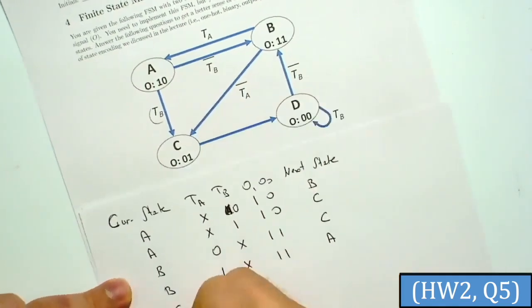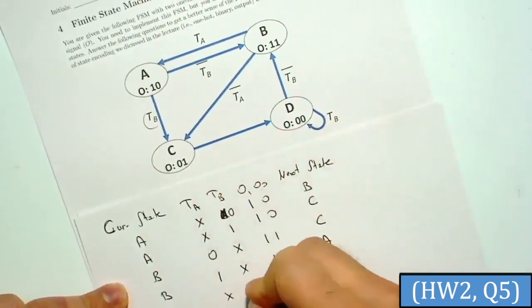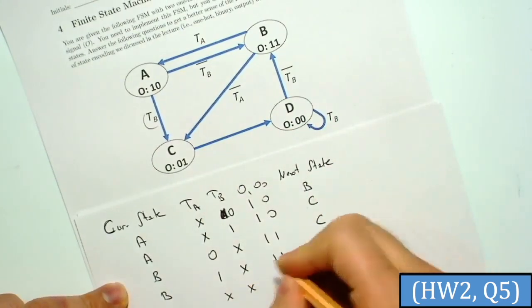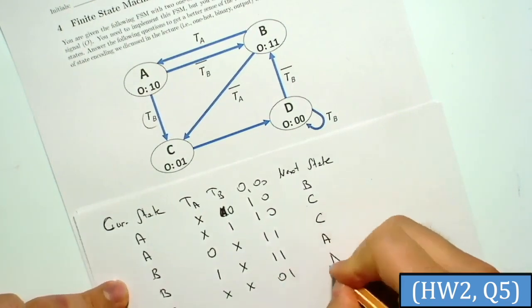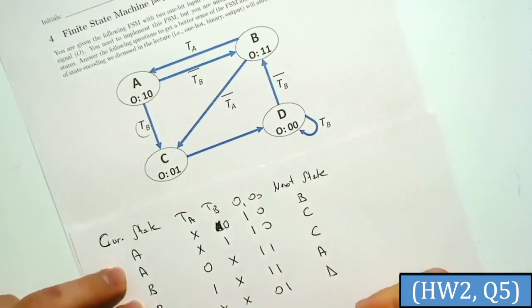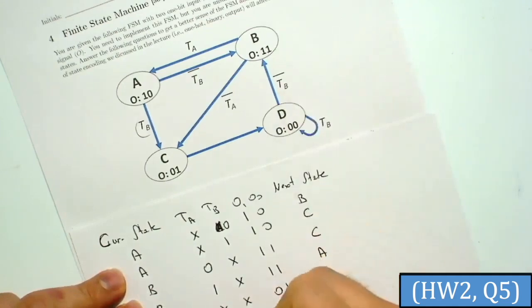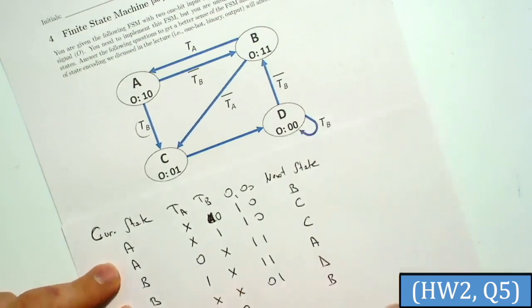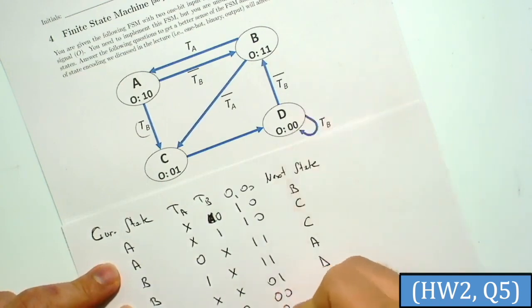For C, no matter what, I'll visit D, so TA and TB are don't cares, the output will be 0, 1, and the next state will be D. For D, if I have 0 for TB and don't care for TA, then I'll visit B, and if I have 1 when I'm in D, then I'll visit D again, and the output will be 0, 0.